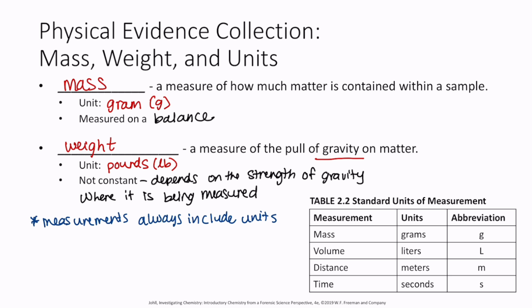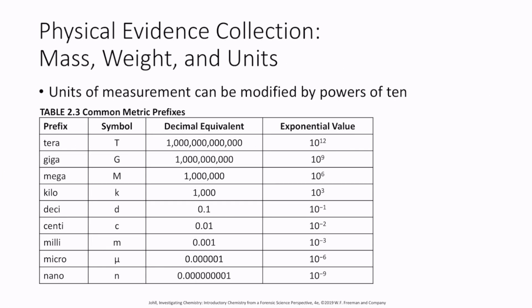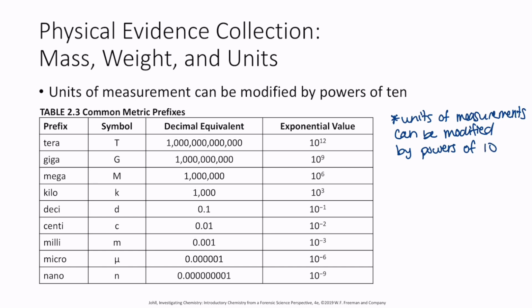These might look new to you, and that's because they are based off the metric system. And since scientists have to communicate all over the world, we want to use a system that is used by a lot of different places. So this is a table of the common metric prefixes. What is great about the metric system here is that the units of measurements can be modified by powers of 10. And that makes it a lot easier to deal with the math.